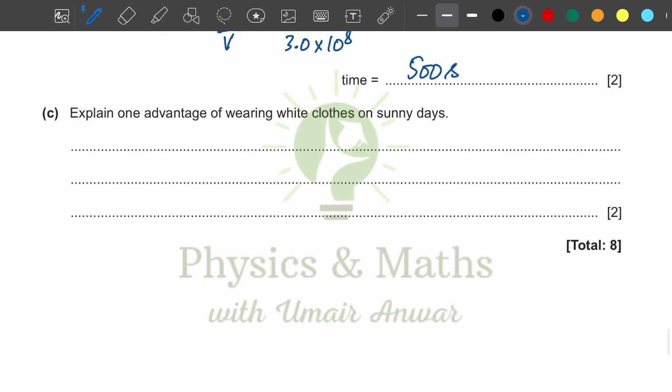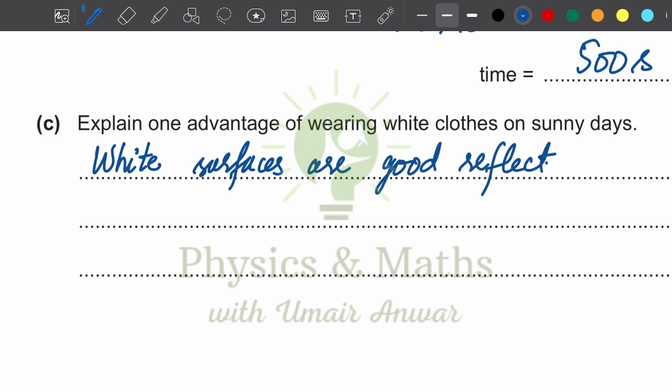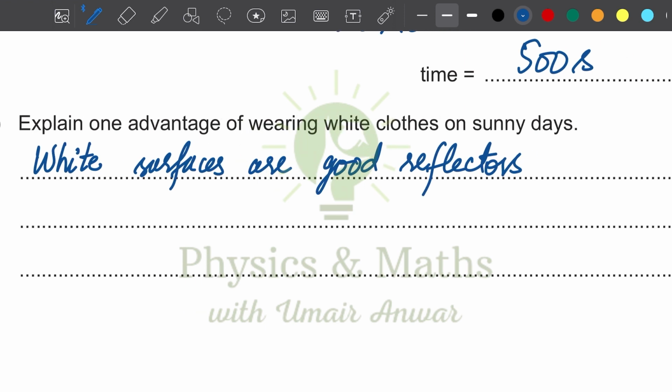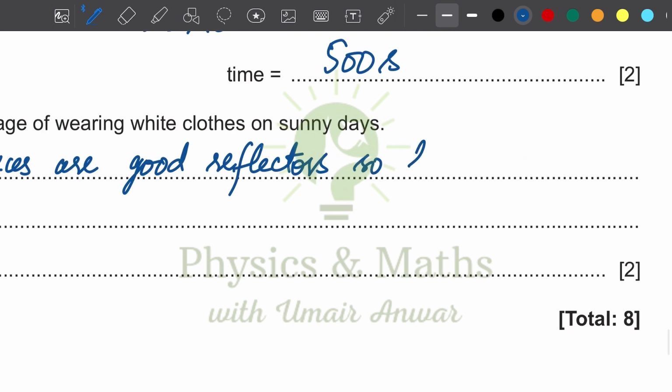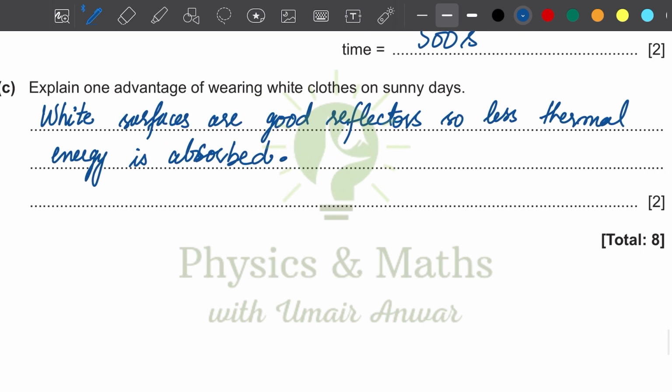Explain one advantage of wearing white clothes on sunny days. So white clothes are especially helpful on a sunny day because white surfaces are good reflectors and they do not absorb heat energy much. So less thermal energy is absorbed. That is why it is good to wear white clothes on sunny days, to avoid the absorption of heat in the clothes. So the question ends here with this part.